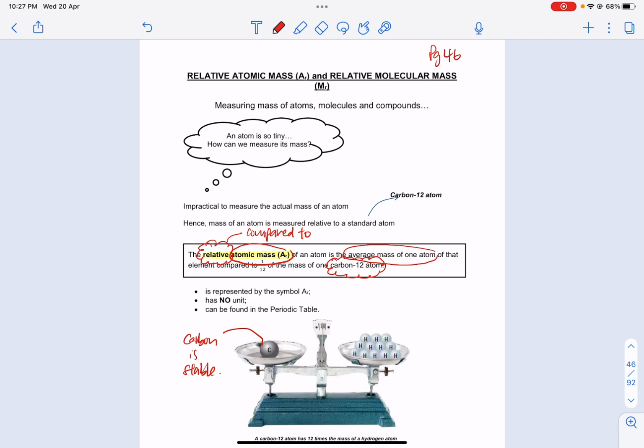Let me just break down the definition again. Atomic mass represents the mass of an atom. And the word relative means that we are comparing it to a carbon 12 atom. Okay?